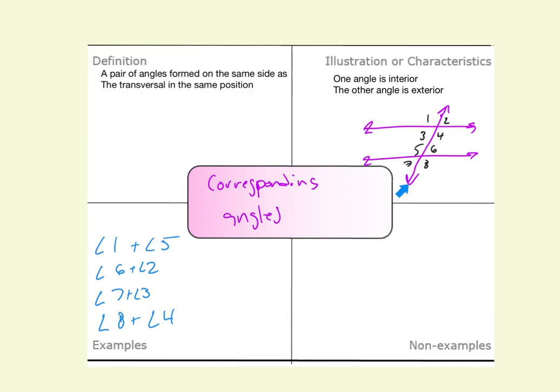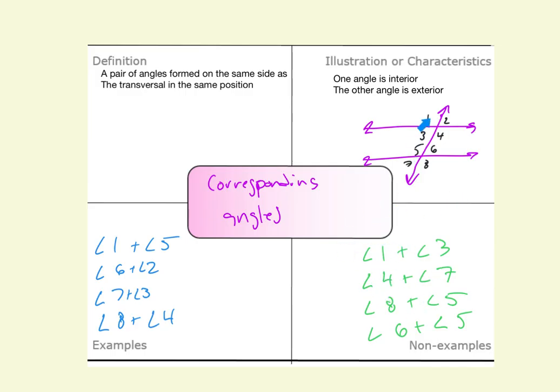Again, right here, this line going through the middle is our transversal. Same thing applies for angle 8 and angle 4. They're on the same side of the transversal. One is on the outside, one is on the inside. And we also have some examples of non-corresponding angles.